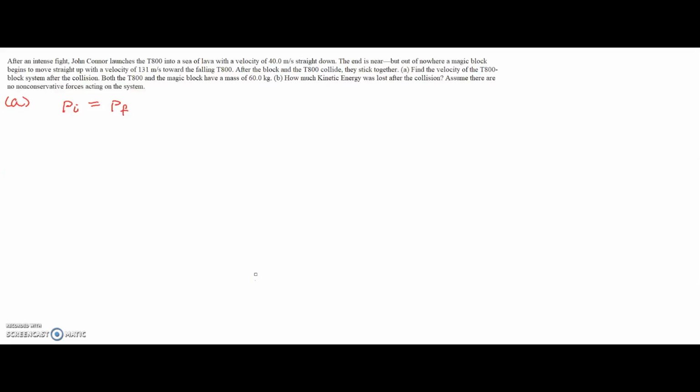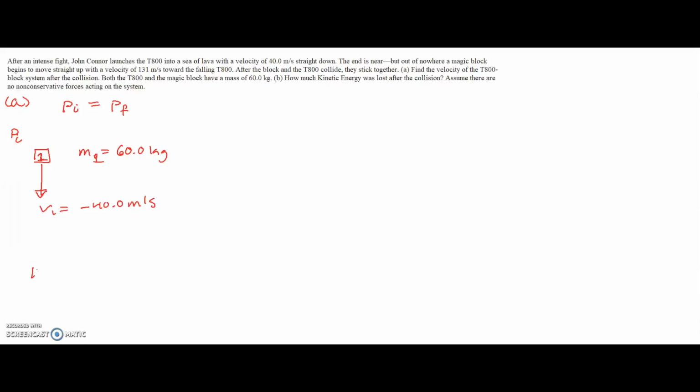So before the collision happens, we can call that momentum initial. You know that object 1, or the T800, has a mass of 60 kilograms, and it's going straight down with a velocity of 40 meters per second. And we're going to consider down direction negative.